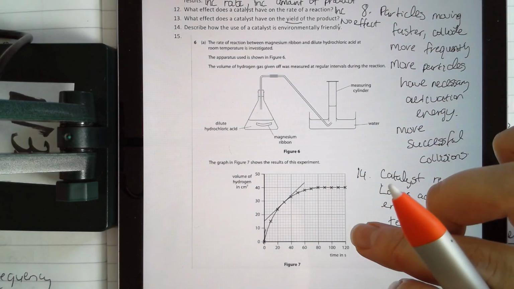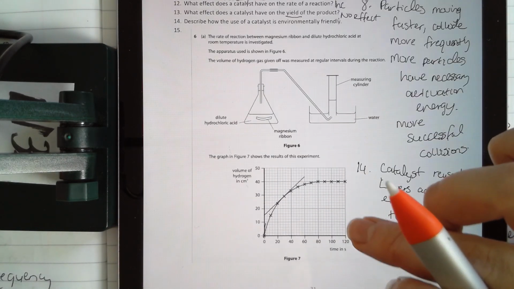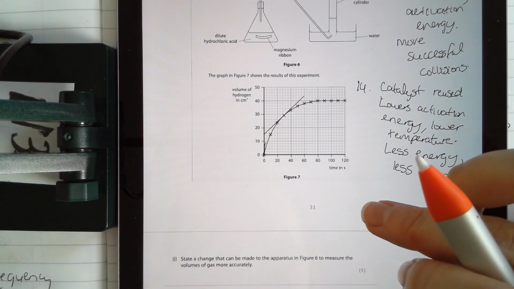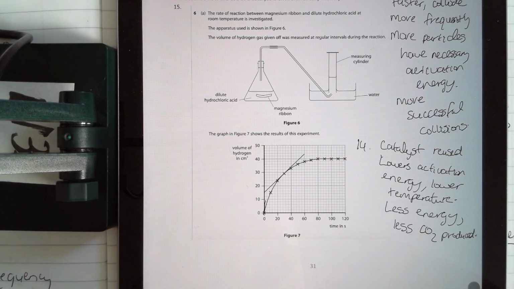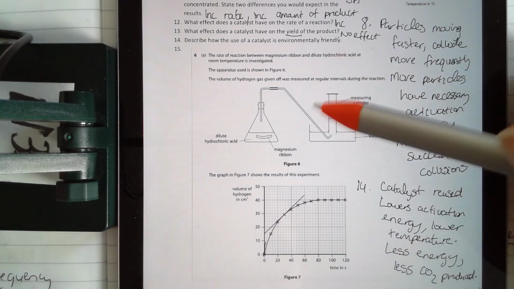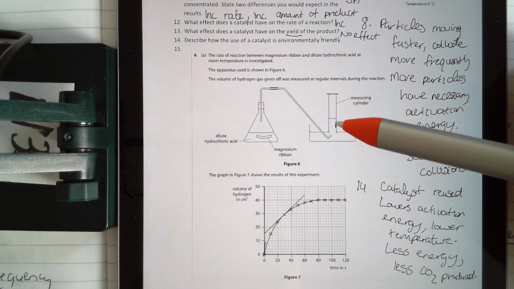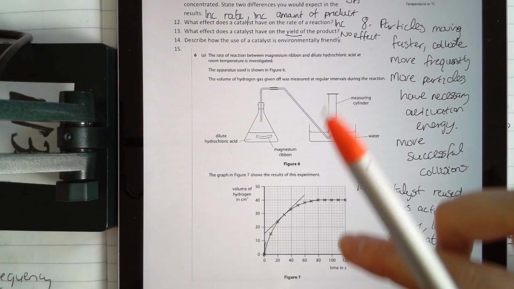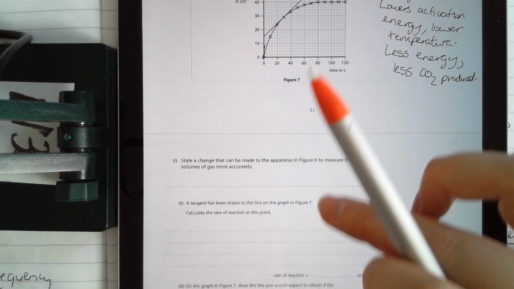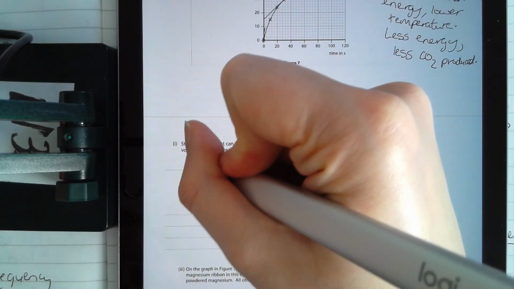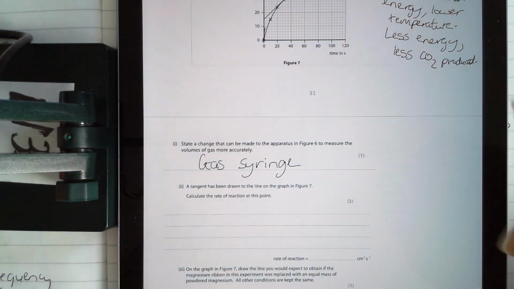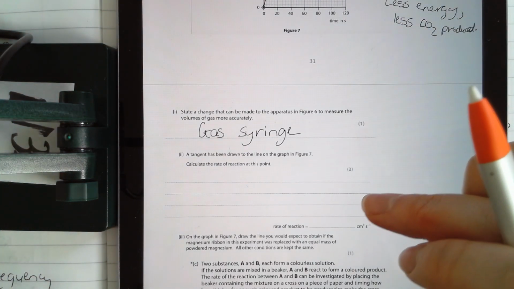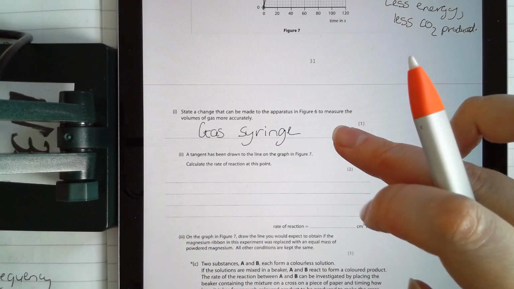Question 15. It's really long. Apologies. I've given you a little graph in there. What have I asked you to do with this? Say the change that can make the apparatus. So this whole thing here is apparatus. You want to measure the volume of the gas more accurately. So this part of the apparatus, the measuring cylinder, that's what's currently measuring the volume of gas. What's more accurate than a measuring cylinder? What we used and what we talked about already, a gas syringe will be more accurate than using a measuring cylinder.